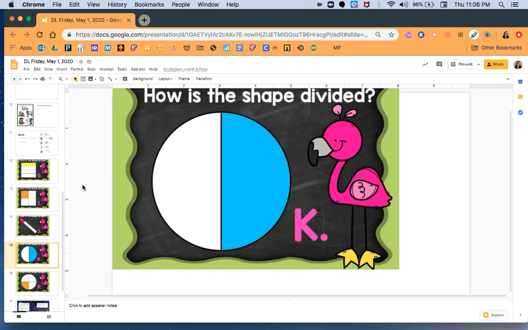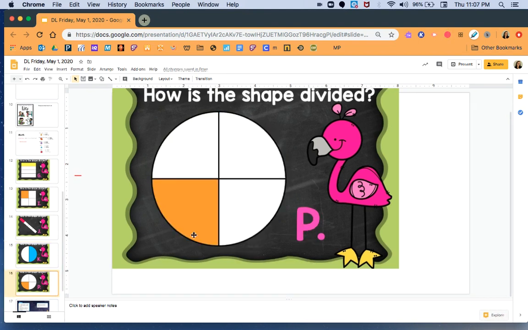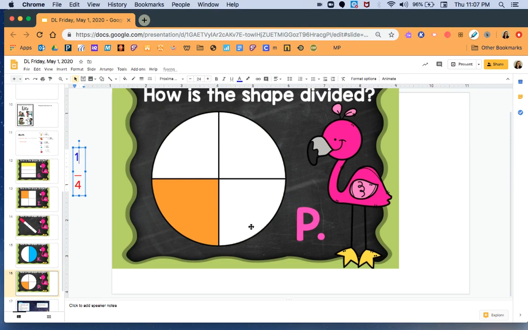Okay, how many equal pieces is this circle divided into? 2 equal pieces. How many of them are colored in? Just 1. So this shape is 1/2. I know this is weird. Instead of it saying 1/2s, it's 1/2. Okay, we have a circle this time. How many equal pieces is it divided into? 4. How many pieces are colored in? 1. So 1/4.